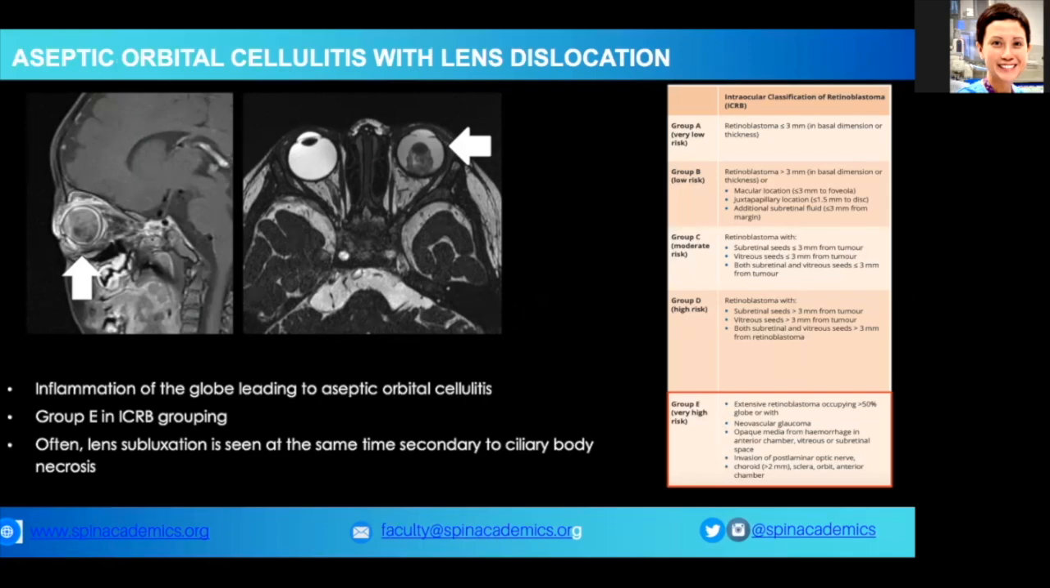Here is a 13-month-old boy with left eye RB. There's increased enhancement in the periorbital soft tissue in the left eye, involving posterior to the orbital septum, suggestive of orbital cellulitis. On T2 weighted image on the right, note there is T2 weighted hypointense tumor with posterior subluxation of the left lens.